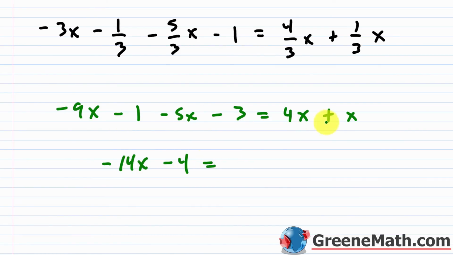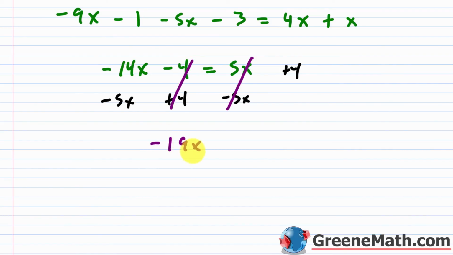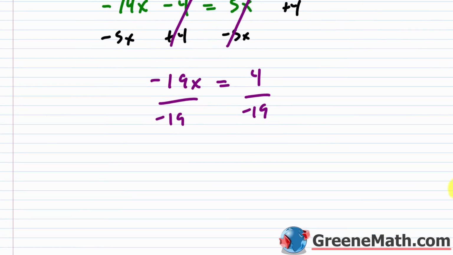And this equals 4x plus x would be 5x. So I'm going to subtract 5x away from each side of the equation and add 4 to both sides of the equation. And again, in terms of what's going to cancel, this is going to be gone and this is going to be gone. Negative 14x minus 5x is going to be negative 19x. And this is going to be equal to positive 4. To finish this up, let's just divide both sides by negative 19, like this. And we really can't simplify that fraction. We're just going to say x is equal to negative 4/19.